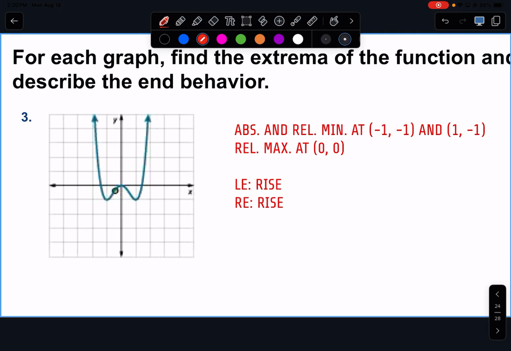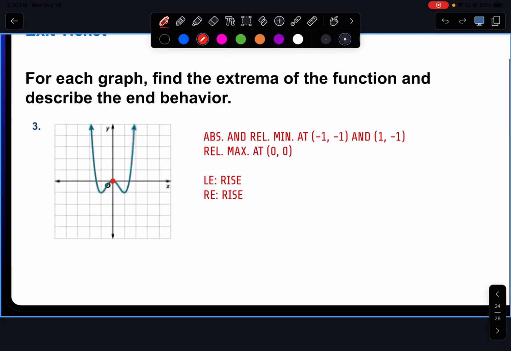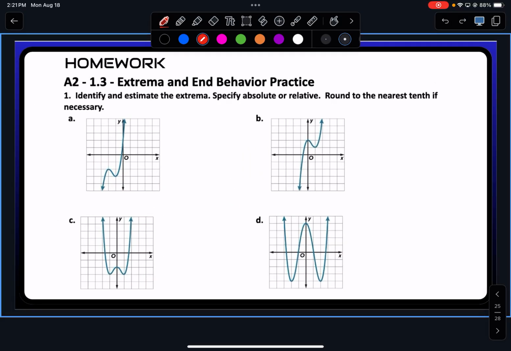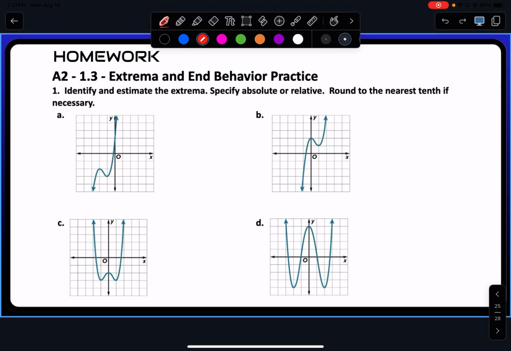Why is this not an absolute? Why is that not an absolute maximum? Why is that, Brady? Because it goes up more. It goes up more. Yeah, these lines keep going up and up and up. So that's just a relative. And then left end rise, right end rise. Any further questions? All right, this is going to be your homework. It's a lot of the same.